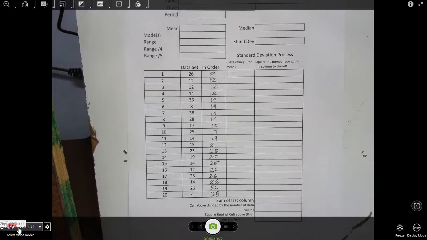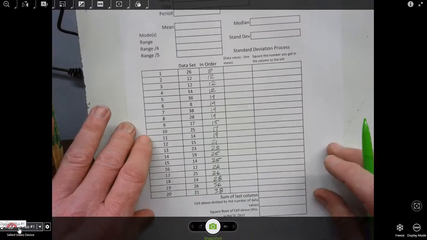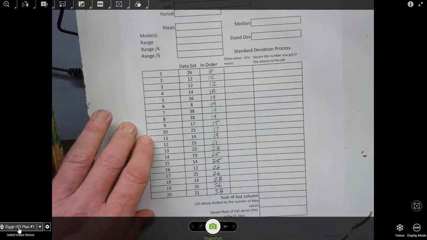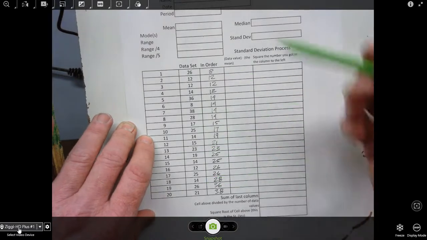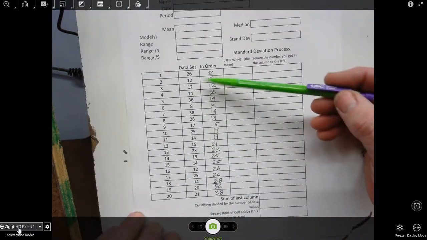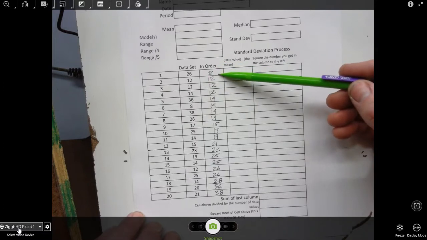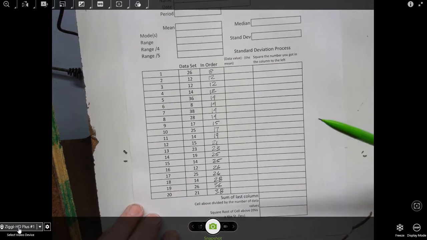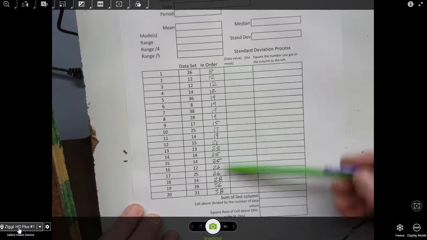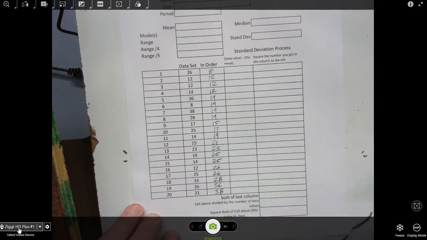So before we get to making the histogram, we're going to run through all the same stuff we've done before. This data should be different than yours, but you're going to follow along with me. First thing you're going to do is put it in order. At this point I would pause the video and go ahead and put them in order, and then come back and restart it when you're done that.